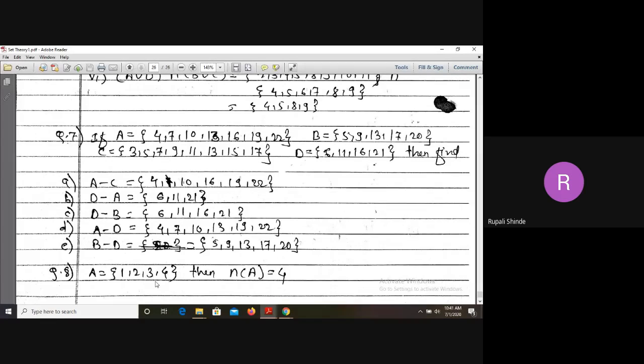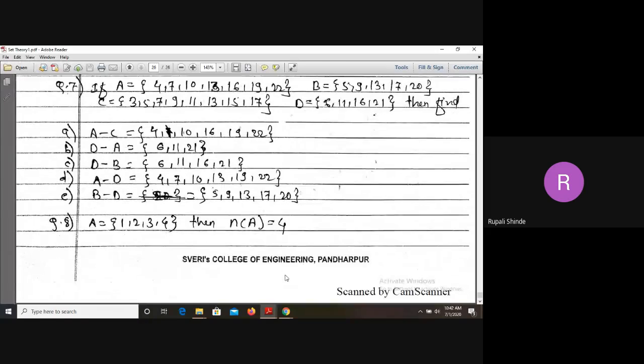Now, in the next question, they have asked what is the cardinality of this set. These kinds of questions they may ask you in MCQs. One set is given containing 4 elements: 1, 2, 3, 4. They have asked what is the cardinality. Cardinality means the number of elements in that set. Here only 4 elements are there. Cardinality of set A is represented by n(A), that is the number of elements in set A. Those elements are 4, so the answer is 4.